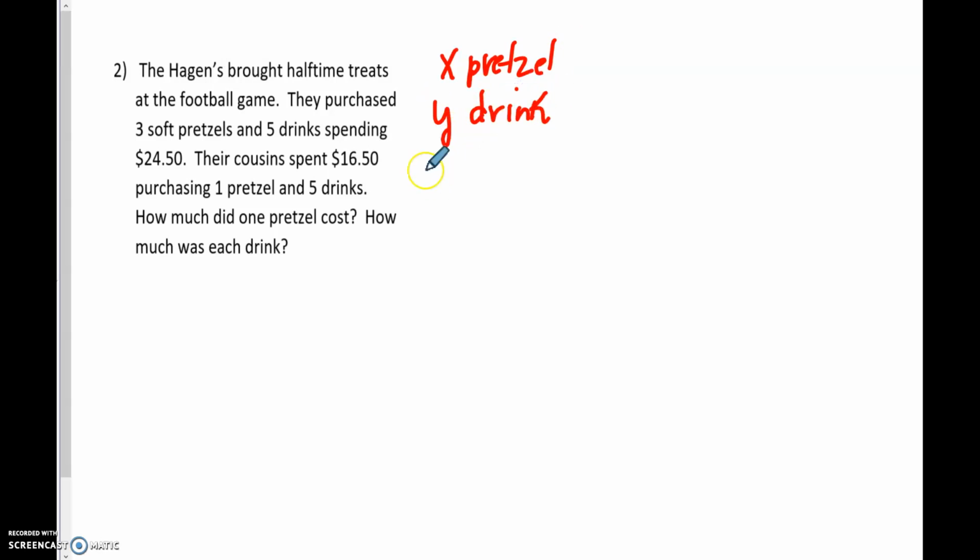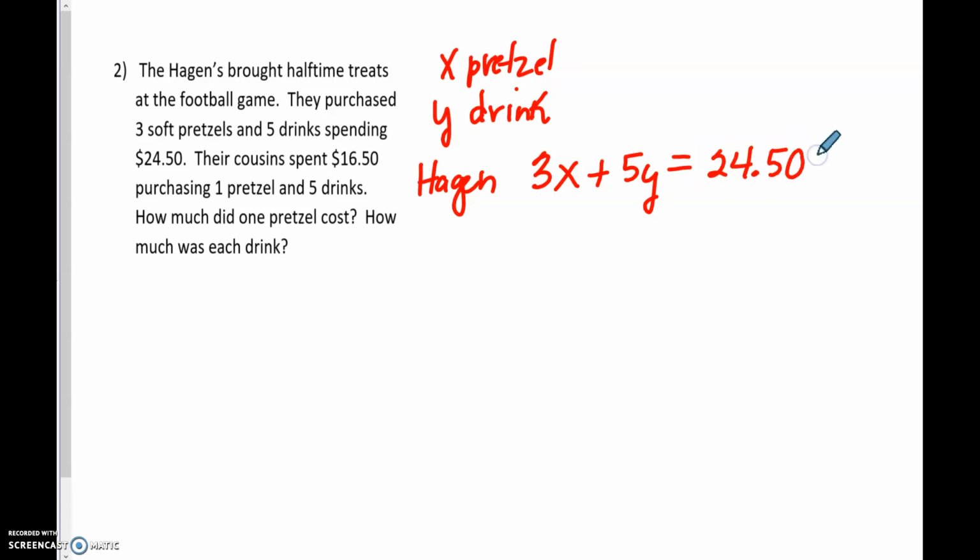So the Hagens' equation is going to be 3 soft pretzels and 5 total drinks, and they spent $24.50. Then their cousins bought 1 pretzel and 5 drinks, and they spent $16.50. Okay, so how do we solve this?